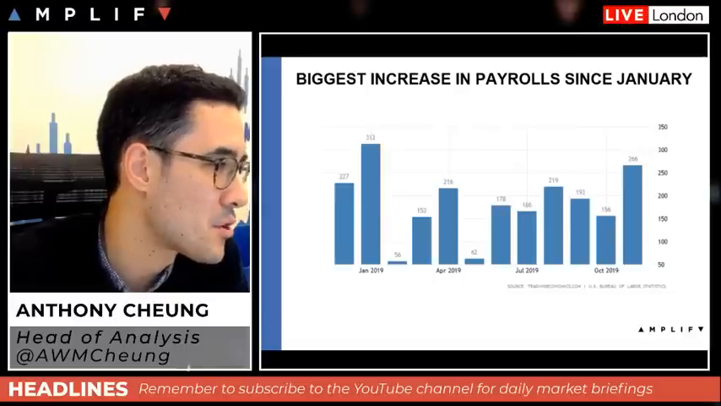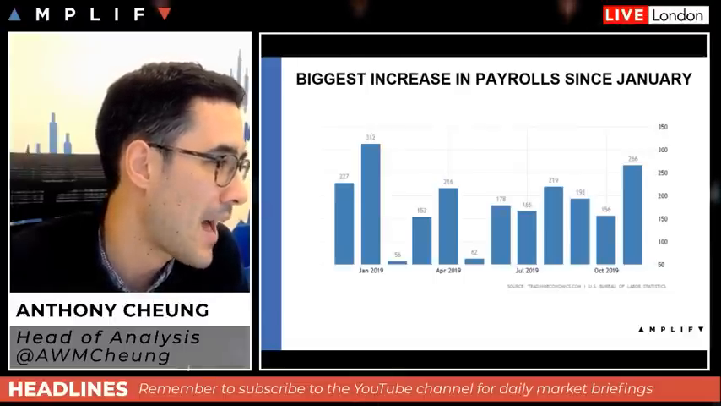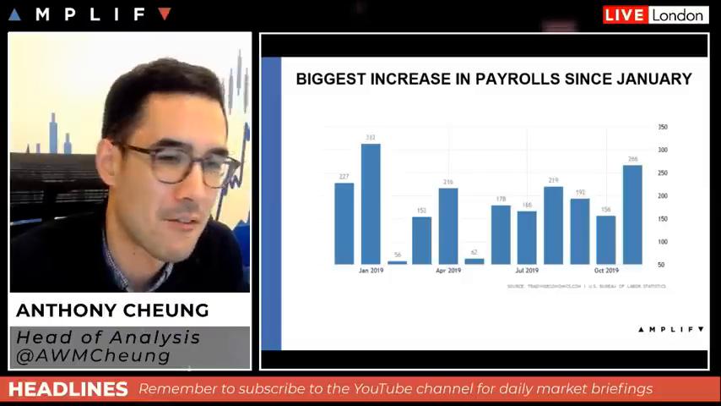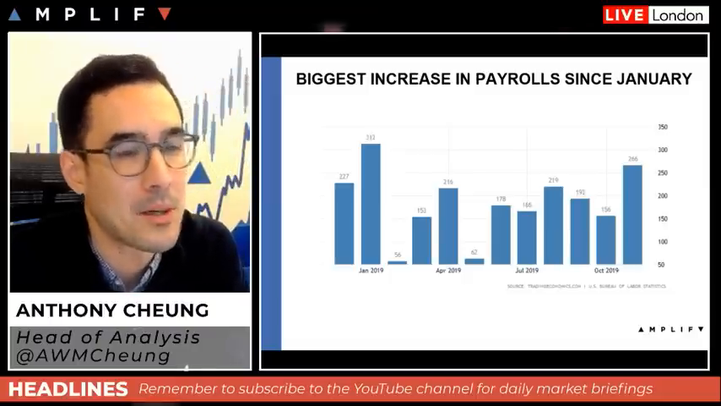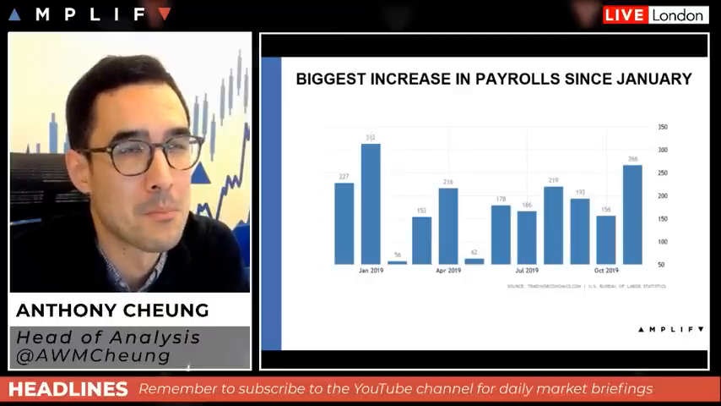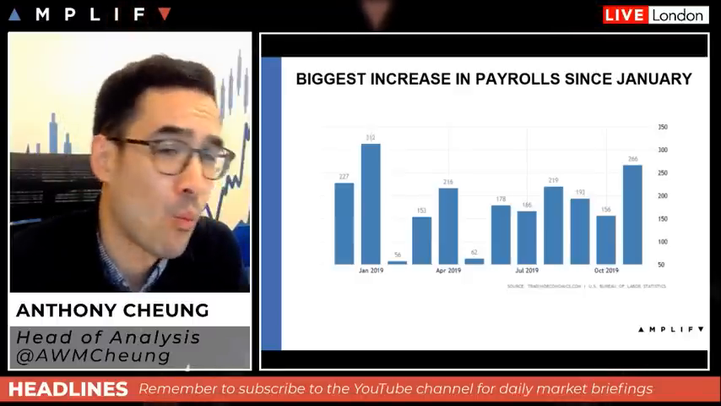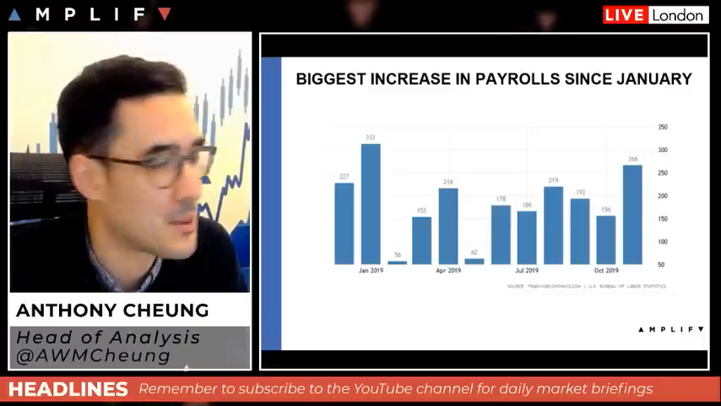So it came in at 266,000. And as you can see, that's the second best print we've had for the entire year of 2019. So at this point, what this is telling you is that on a top level, the number of jobs in the US has never been better other than one time in the entire of 2019.